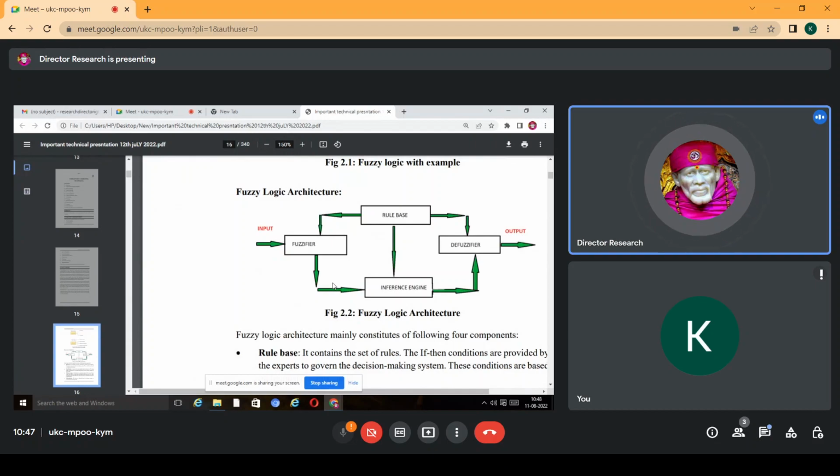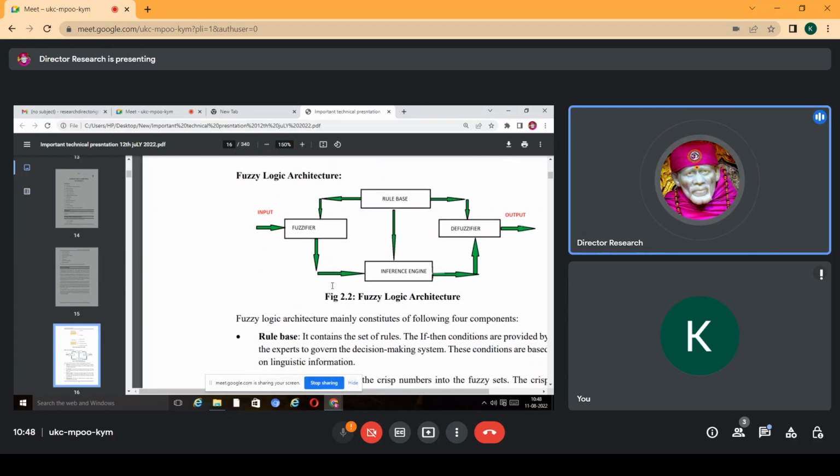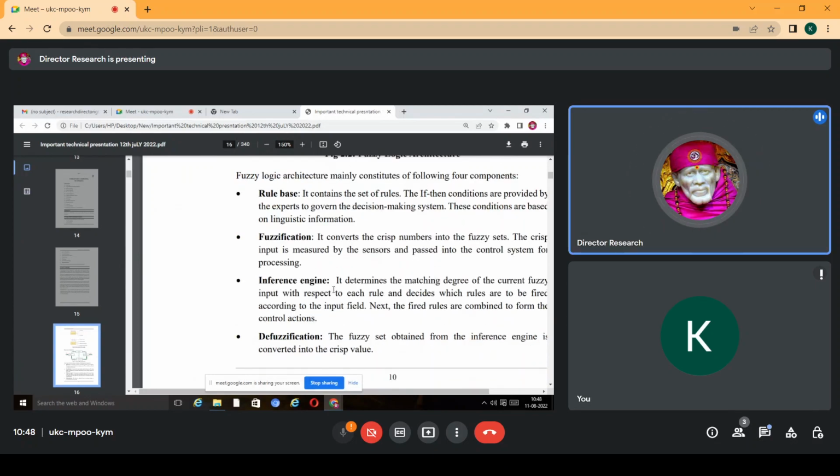Fuzzy logic architecture: input, fuzzifier, rule base, inference engine, defuzzifier. Fuzzy logic architecture consists of the following four components: rule base, fuzzification, inference engine, defuzzification.